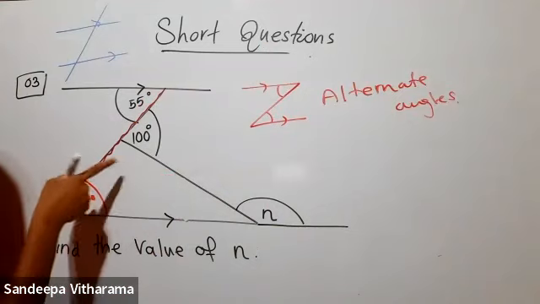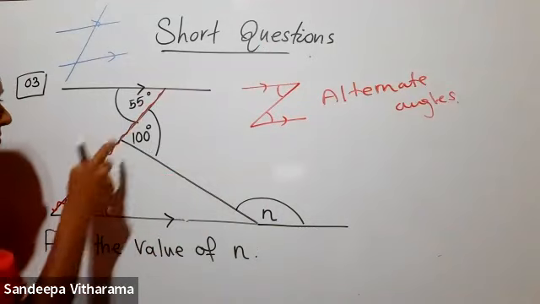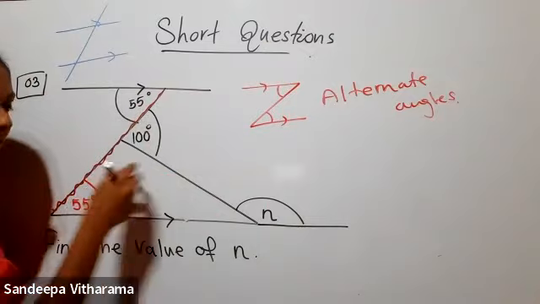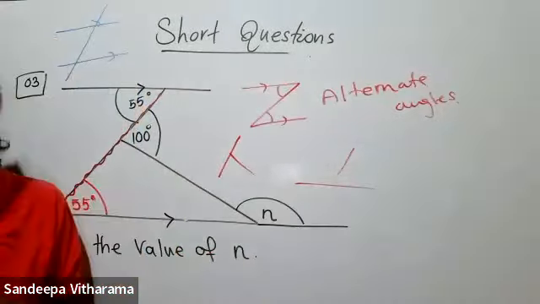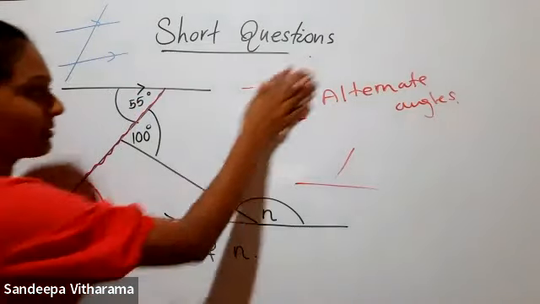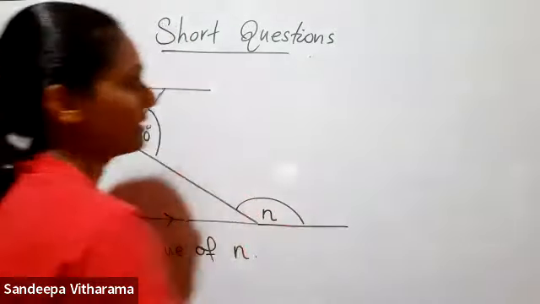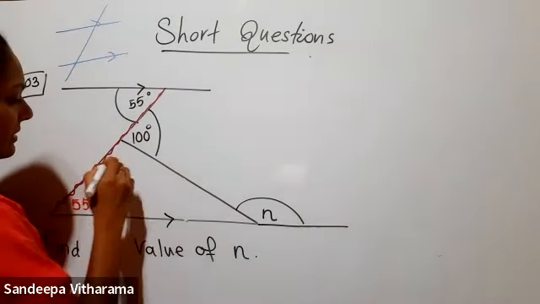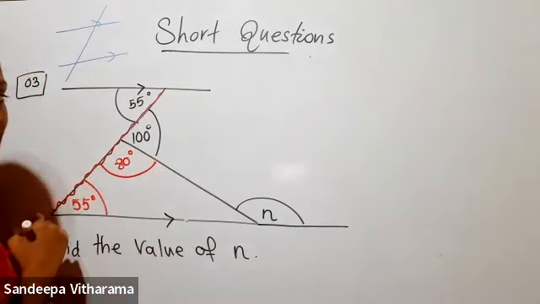Then the other one here. These two angles are on a straight line segment. You know that the sum of the angles on a straight line segment equals how many? Here it is equal to 180. Therefore, we can write the missing angles here. That means the angles that we don't know, I am writing in red color.